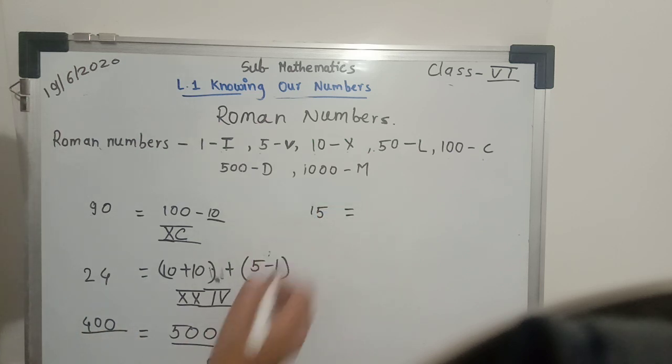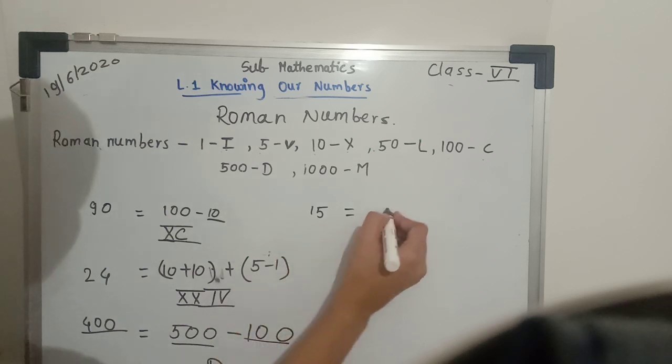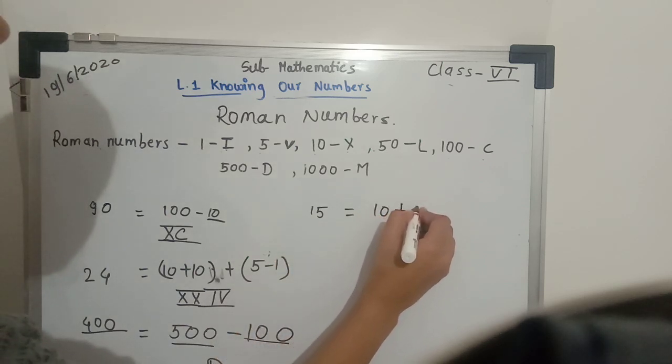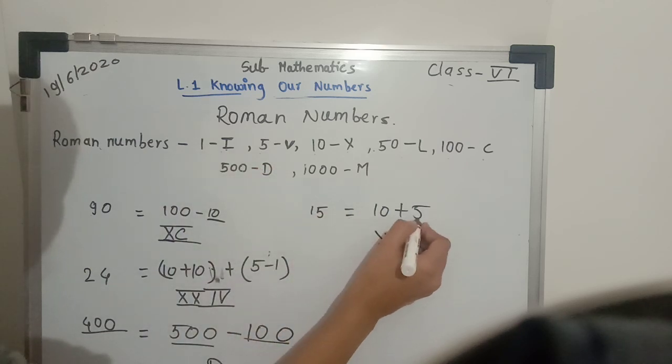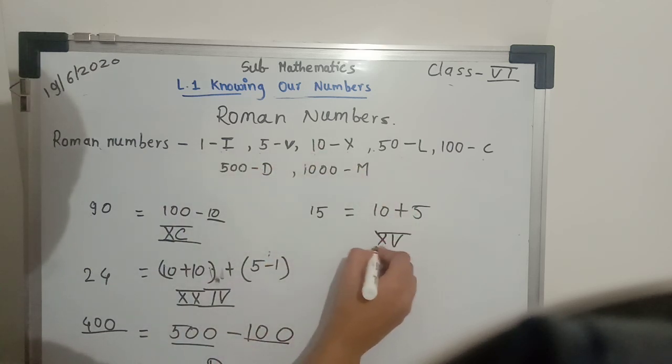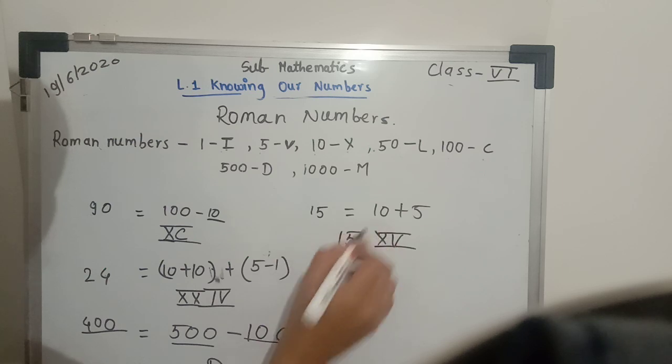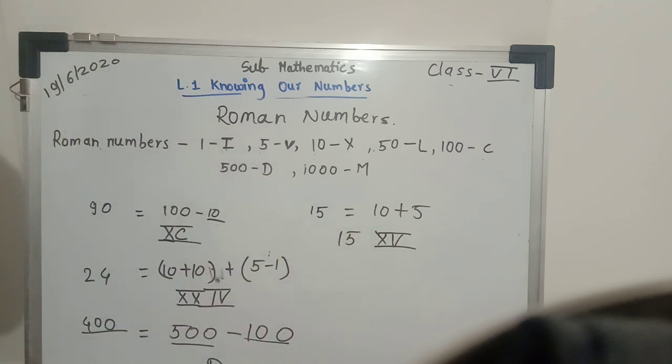Okay. Now let's see the Roman number for 15. 10 plus 5. Okay. What is the Roman number for 10? That is X. Okay. And 5, V. So XV is the Roman number for 15. So in this way you can form any Roman number with the help of the rules.